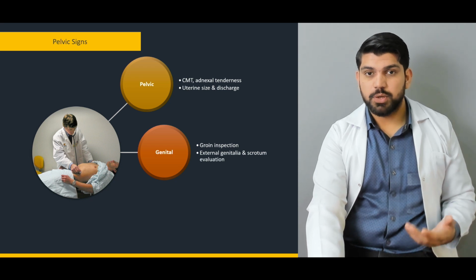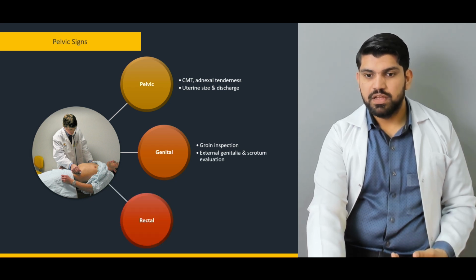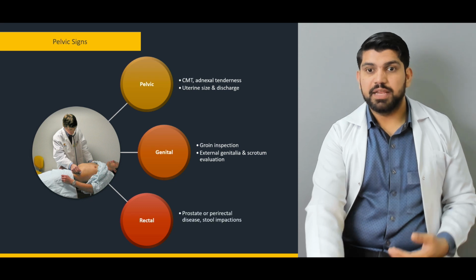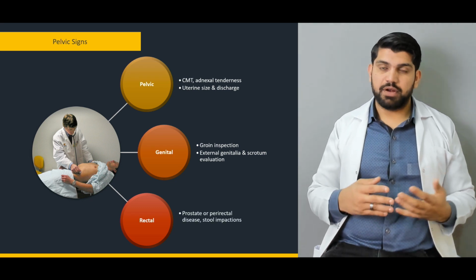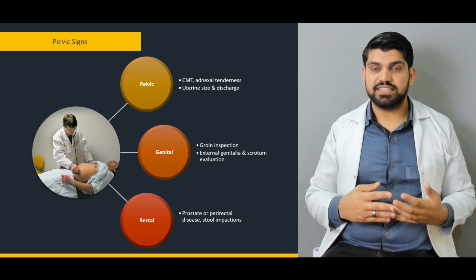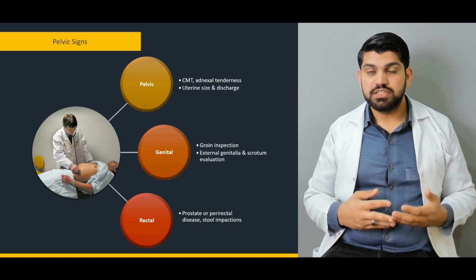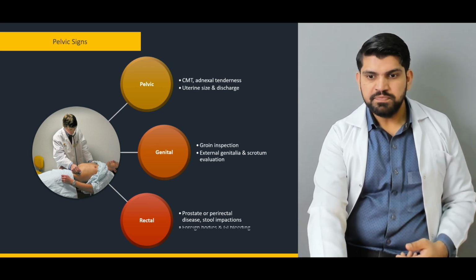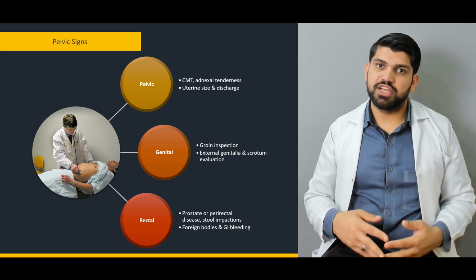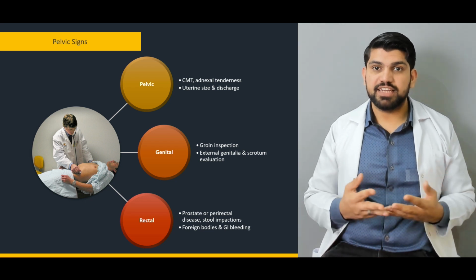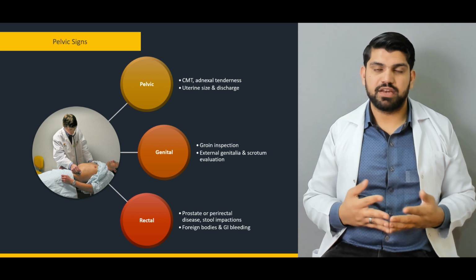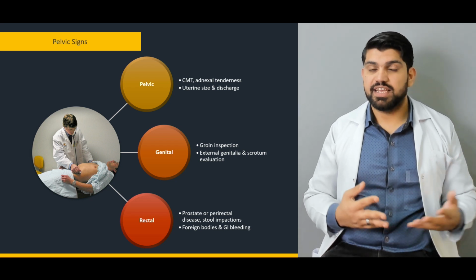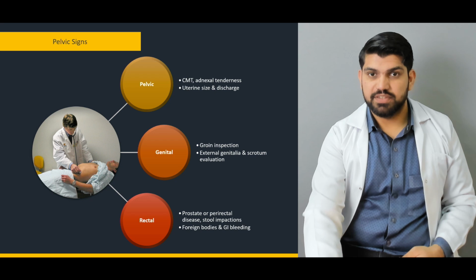External genitalia, scrotum evaluation. Rectal examination, for prostate, high-riding prostate, or perirectal disease, stool impaction, especially in the patient with constipation, foreign body or GI bleeding. Rectal examination is very, very important in ischemic colitis as well, because this can give you occult blood on rectal examination.